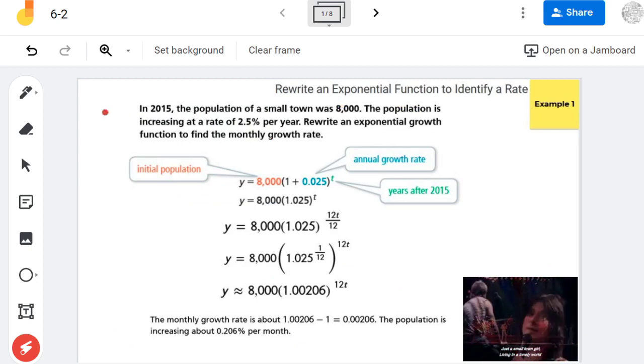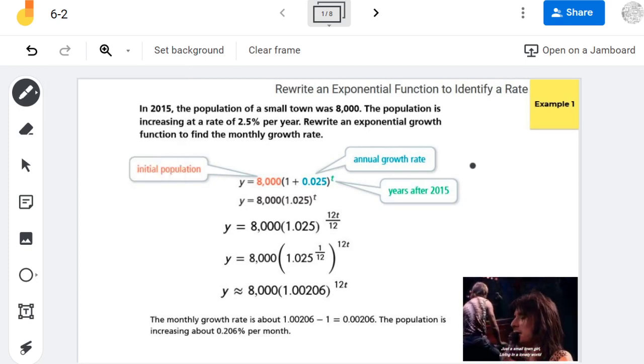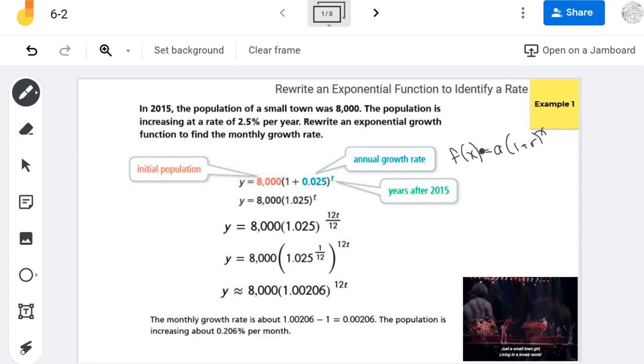So in 2015, the population of a small town was 8,000. All right, so that's our initial amount. The formula that they're starting with here, y'all, I'm trying to remember what it looked like when we presented it last time, but it's something like this. Okay, so they're taking their initial amount of 8,000 and plugging it in for A. Now the population is increasing at a rate of 2.5% per year.